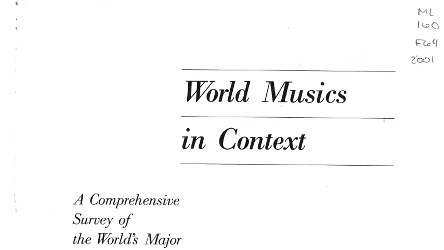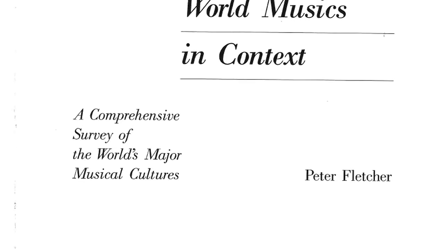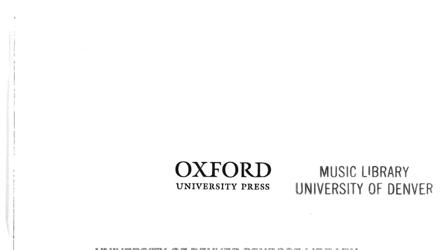We'll start with this book by Peter Fletcher, World Musics in Context, a comprehensive survey of the world's major musical cultures. This book is a monograph, a book by a single author on a single topic. A monograph may also have multiple authors, but this book has only one. It is a tertiary monograph because it is a summary, in its own words, a survey of existing scholarship on the topic.